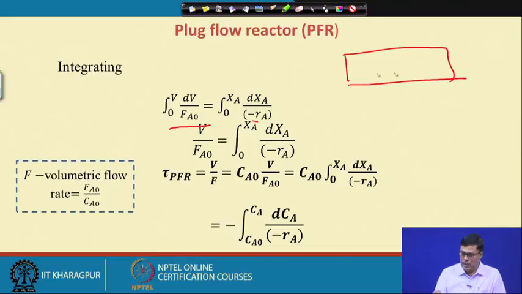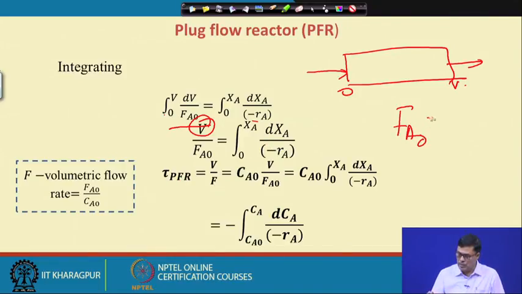So, this is the plug flow reactor, and this is the 0 volume, this is the V volume. You can integrate from 0 to V, and naturally d V will be V, and F A 0 is constant, it will come out, and this will be like this. Now, what is F A 0? I told you F A 0 is equal to C A 0 into F. Am I right? So, I can write V by F equal to C A 0 into the integral of d X A by minus R A, and again I told you that C A equals what?